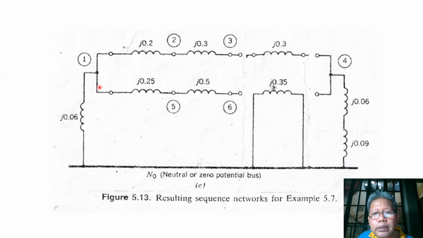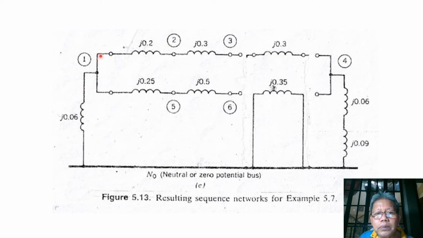Now for the zero sequence network, for our generator, again, it is just represented by its zero sequence reactance of J0.06, and there is no generated voltage here, for the reason that our generator cannot generate zero sequence voltage. So between bus 1 and this reference neutral N0, we have only this reactance, representing our generator 1.